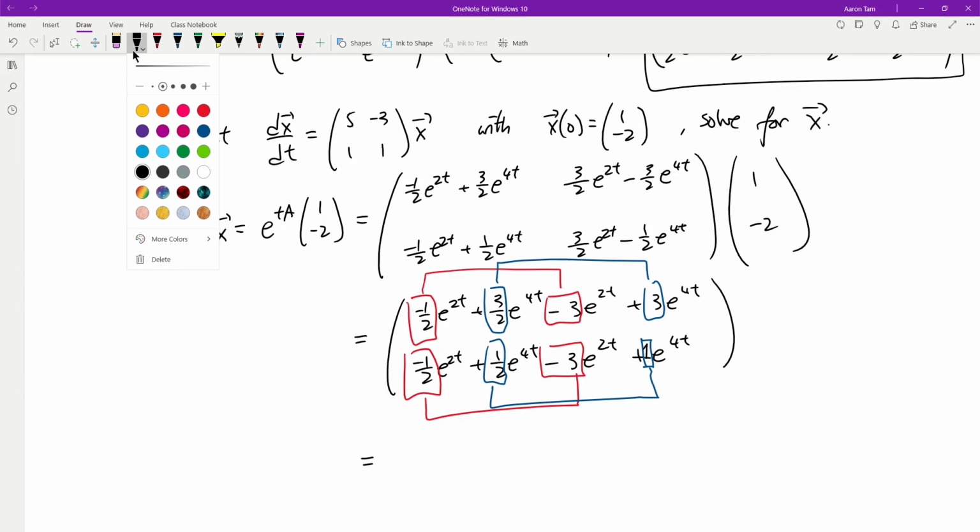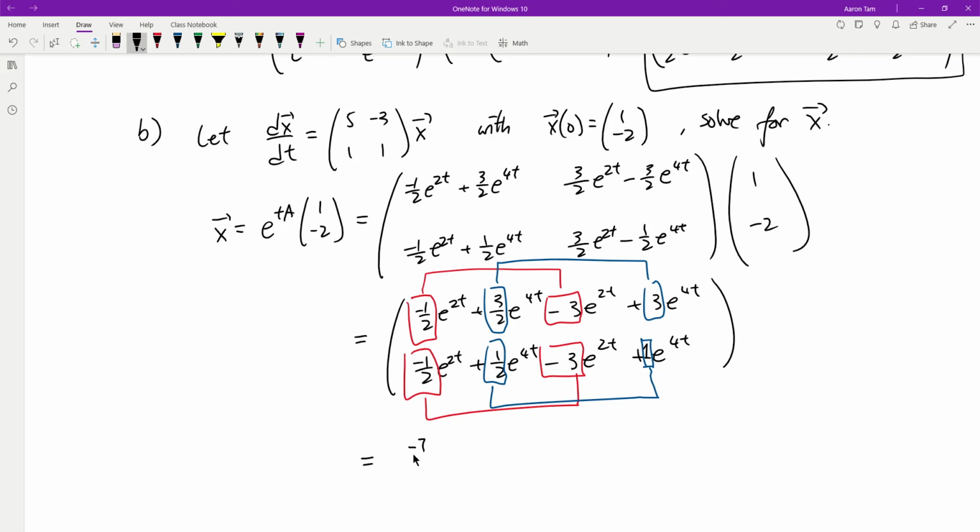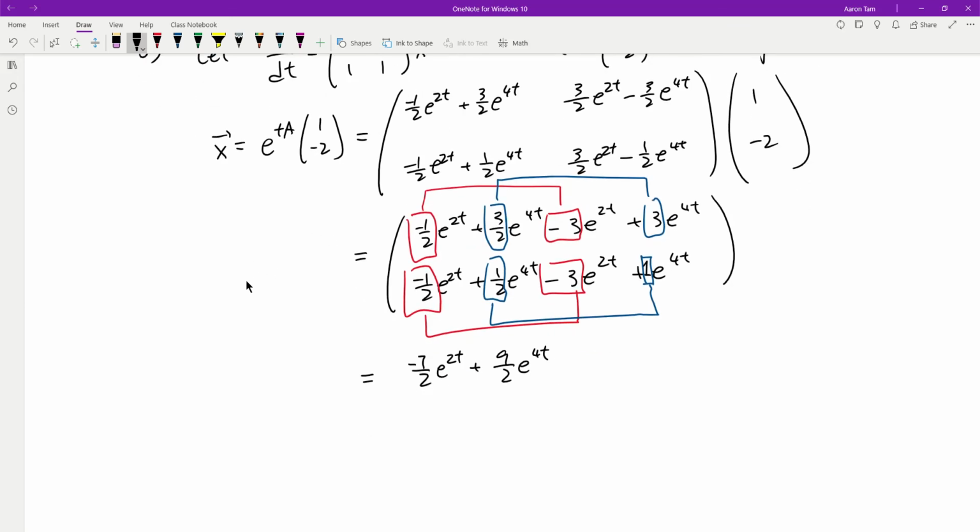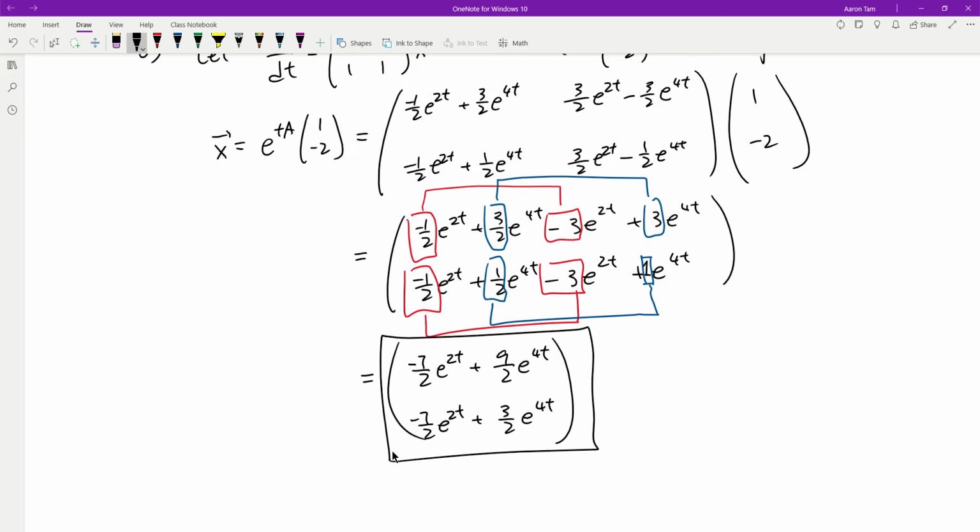So therefore, negative 1/2 minus 3 is negative 7 over 2, e to 2t. 3 over 2 plus 3, so that's 3 plus 6, so it's 9 over 2, e to 4t. Negative 1/2 minus 3, as established, is negative 7 over 2 e to 2t. 1/2 plus 1 is 3/2 e to 4t. That's your answer right there.